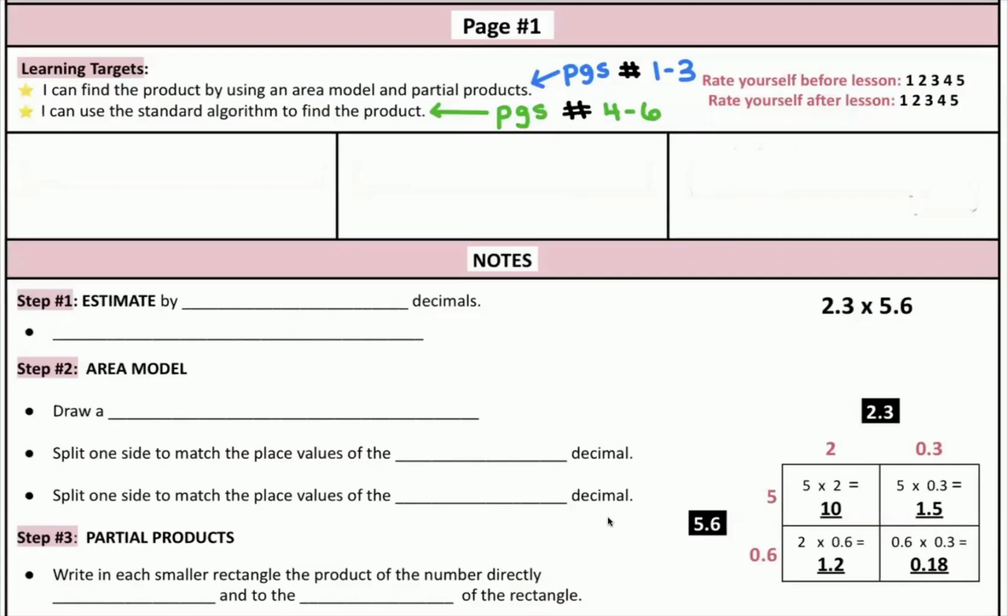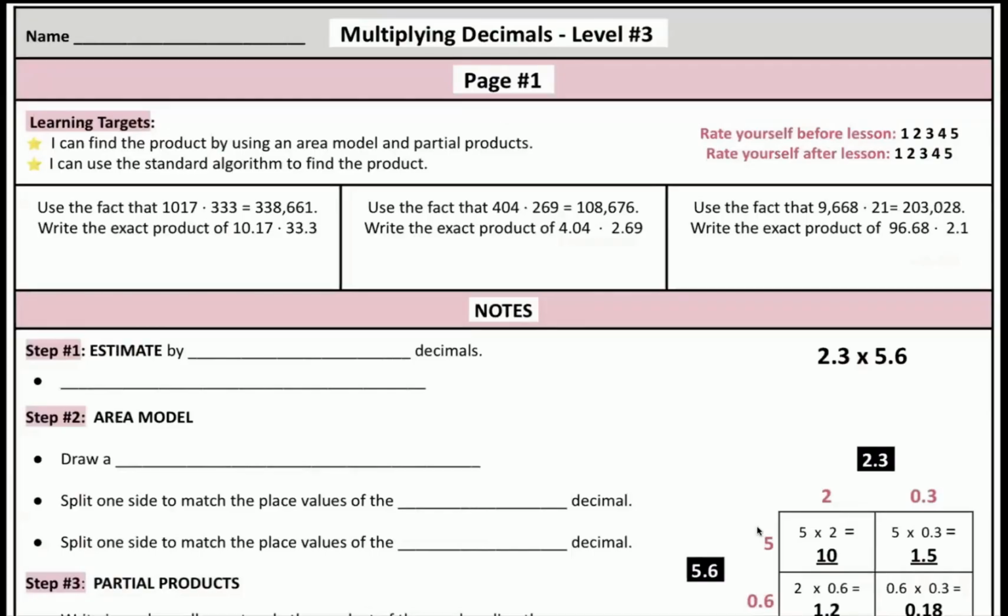Before we get started, go ahead and rate yourself before the lesson, 1 through 5. 1 is the least confident in our learning targets, 5 is the most confident. After we're finished practicing today, you'll come back to this page and rate yourself again to see your growth. I have 3 warm-up problems under our learning targets that we're going to start with.